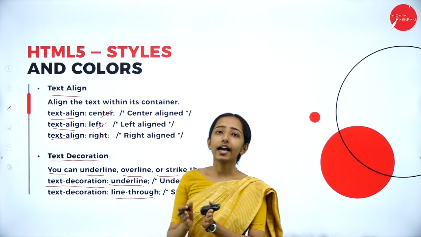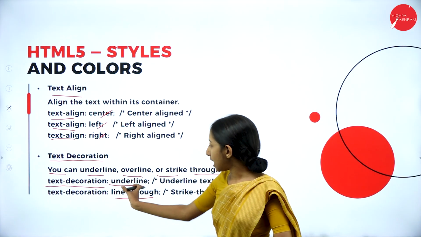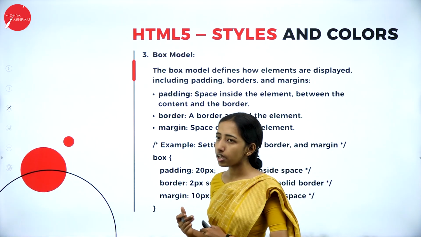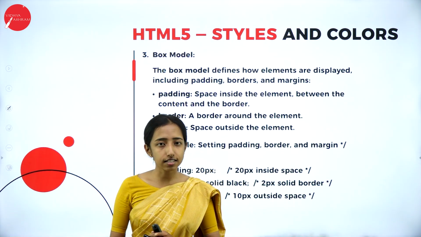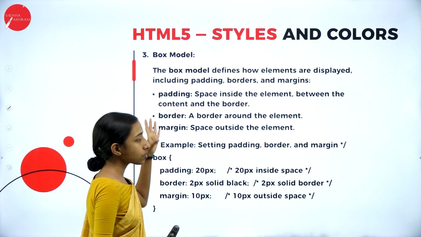For example, I have given underline and line-through. So this will underline the paragraph or the header or the text that you want to have underlined. So that was about text-align and text-decoration. Next, we have the box model. So what is this box model?